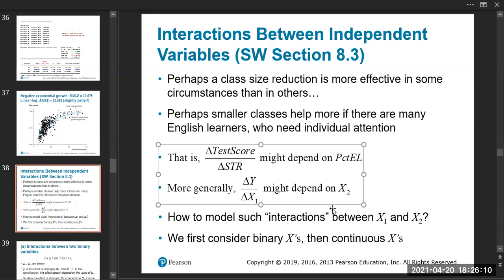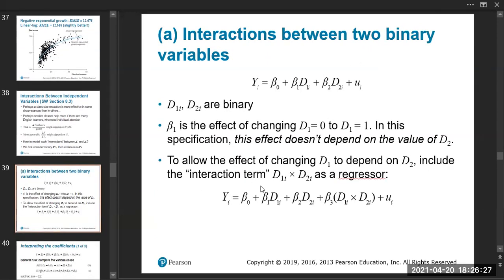So how do we model such interaction between x1 and x2? Again, we have three different circumstances. We first consider the x variable to be binary. So that is the first example, interactions between two binary variables. We have D1 and D2. Originally, they should be X1 and X2, but in this case, we use D because we want you to have a clear idea that these two X variables are binary. You can write it as X1, X2, that's fine, but here we use D1 and D2 to indicate that these two are binary variables.